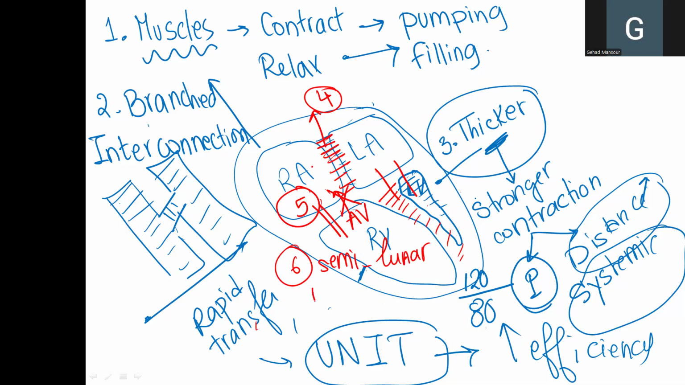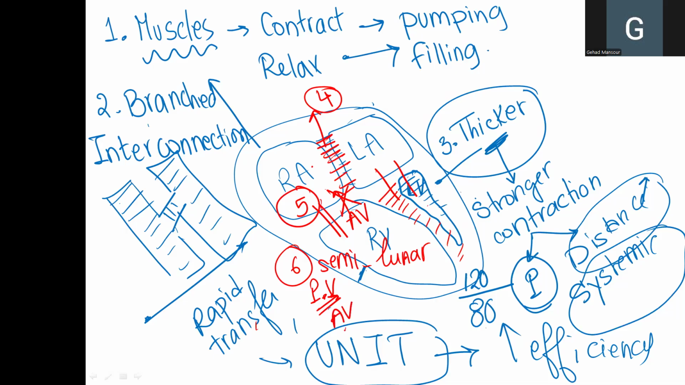So we have the pulmonary valve, which allows passage of deoxygenated blood from the right ventricle to the pulmonary artery during systole, and you have to say during what, and prevents regurgitation during diastole.